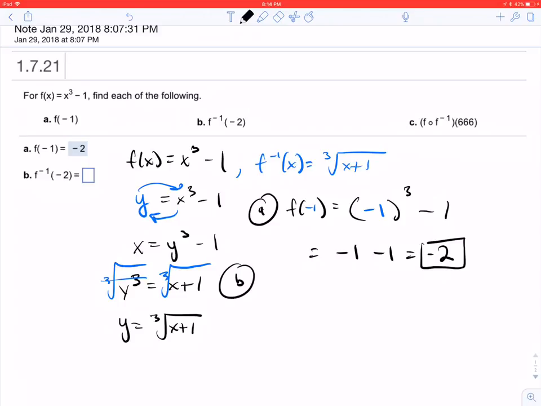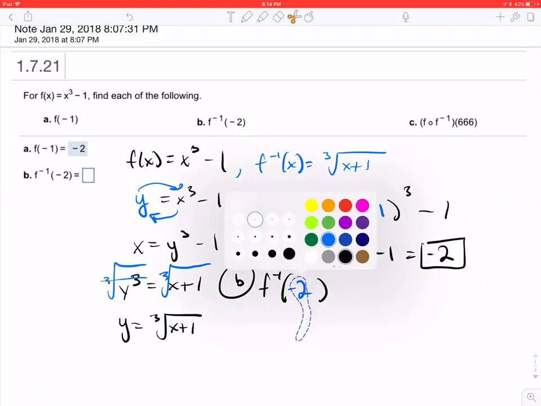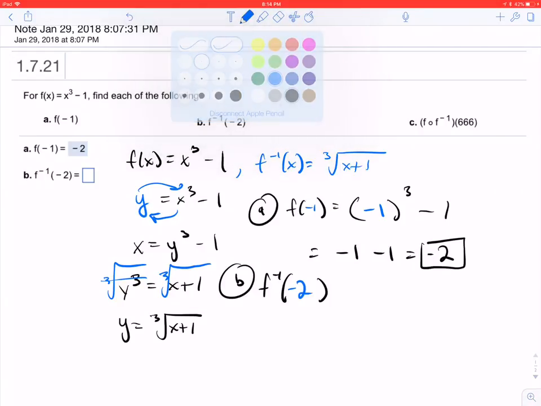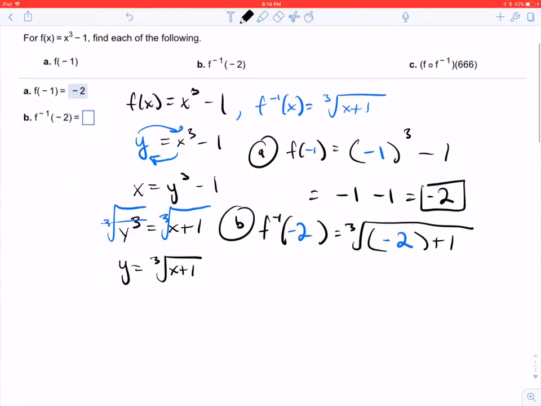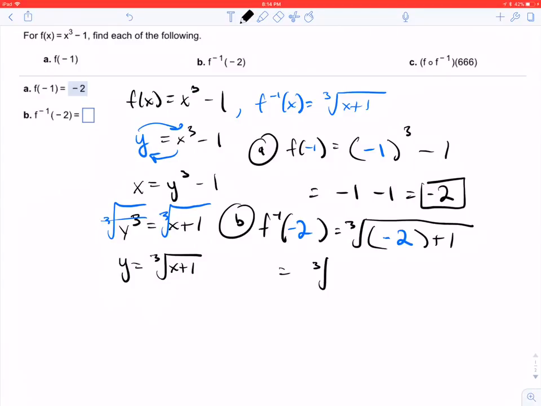Then part B, we want to do f inverse of negative 2. So in part B, when x is negative 2, f inverse, we have the cube root of x plus 1. Notice wherever there was an x, I put a blank set of parentheses. What goes into the blank parentheses this time is the negative 2. So then this is going to be the cube root of negative 2 plus 1 is negative 1. Cube root of negative 1 is negative 1.